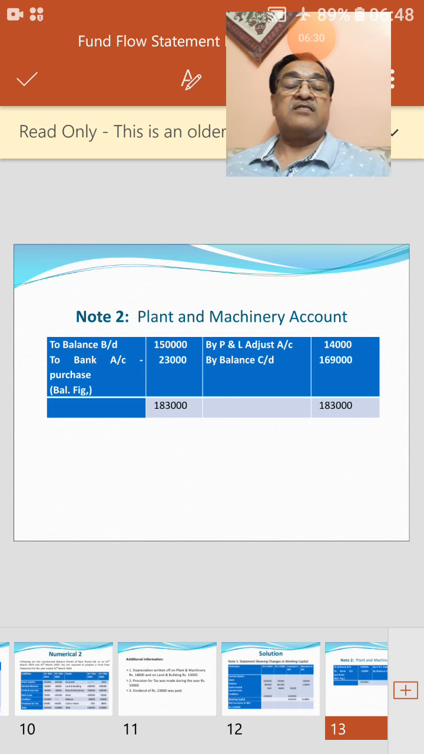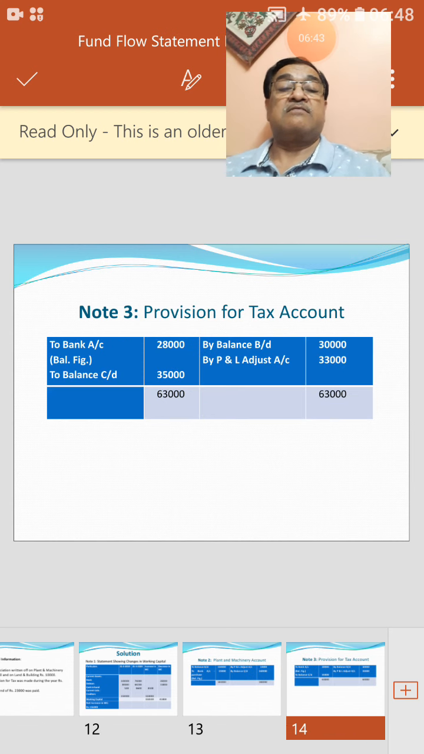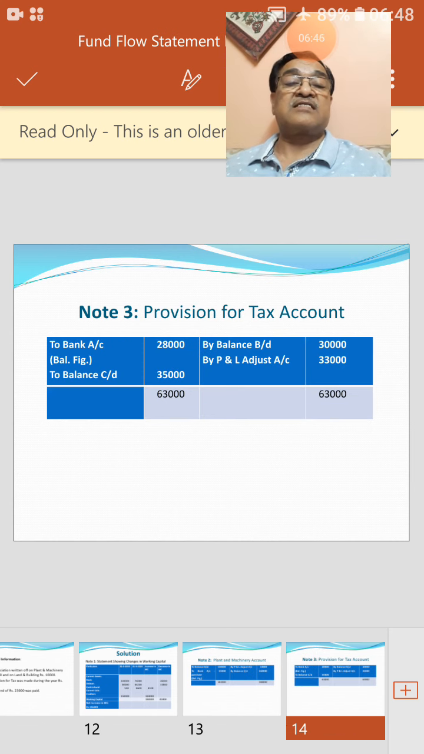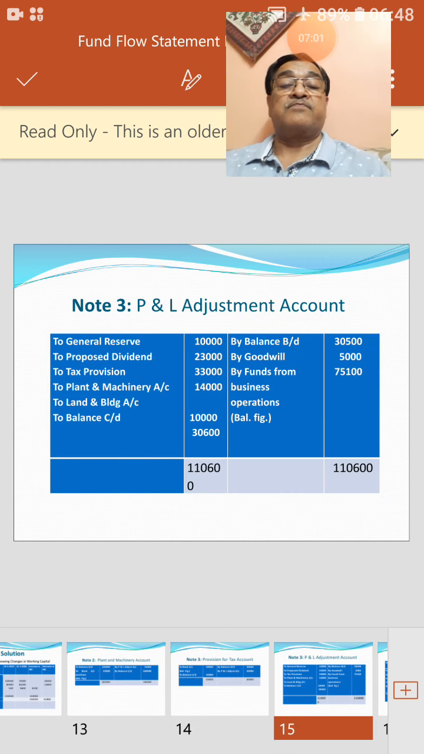Record opening balance on the debit side and closing balance on the credit side. Record the adjustment, and the balancing figure will be purchase of asset, and this will be shown in the fund flow statement. The next working note is provision for taxation account. As per the adjustment number 2, record the adjustment in this account, and the balancing figure will be the tax paid during the year, and this will appear in the fund flow statement.